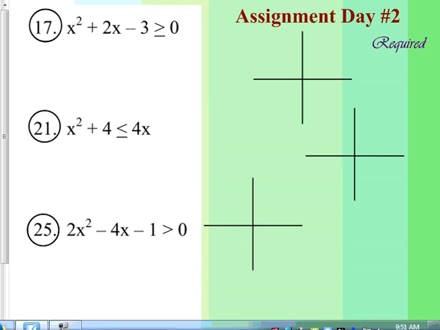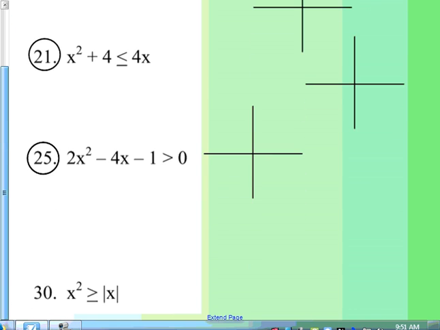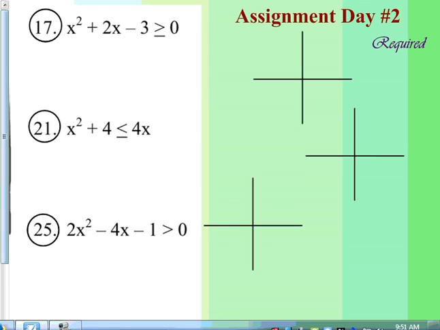Okay. You are not doing 30. Just the ones that are circled was my original assertion, and then I crossed off one of those.